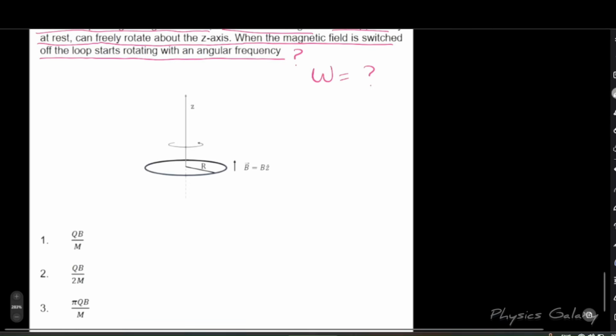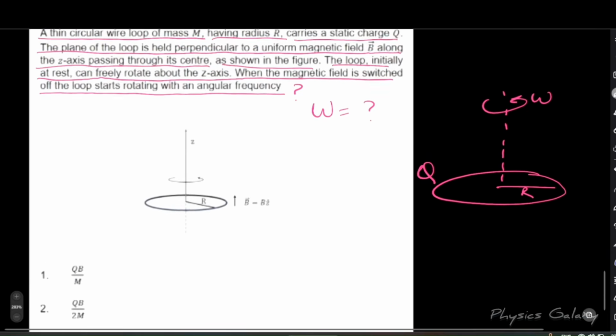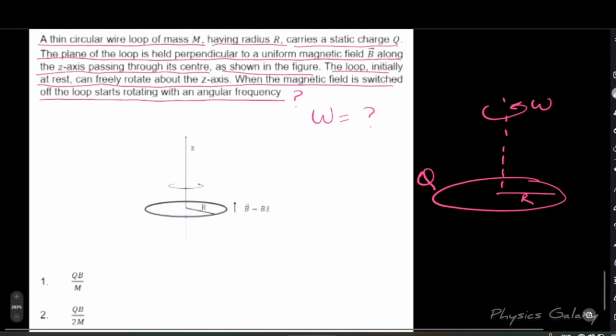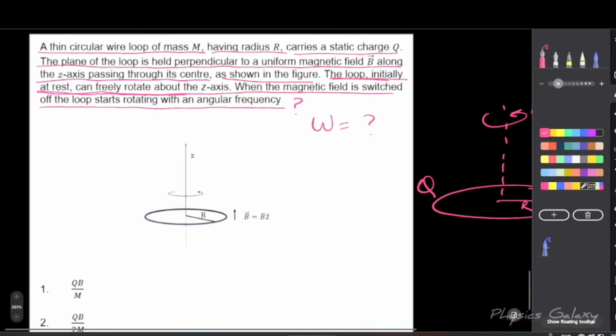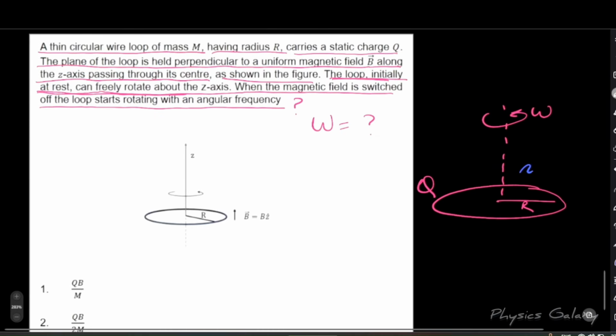So actually, what we have here is a circular loop. So this is our circular loop of radius r, and the charge it carries is q. And it says that it's free to rotate about this z-axis, omega. So what happens is that the loop, initially at rest, can freely rotate. Okay, the magnetic field is in this direction, z direction. So let's put the magnetic field. So this is the magnetic field direction, B, in the z direction. So it's suddenly turned off and it starts to rotate. So why does it start to rotate? Because there is a change in flux.